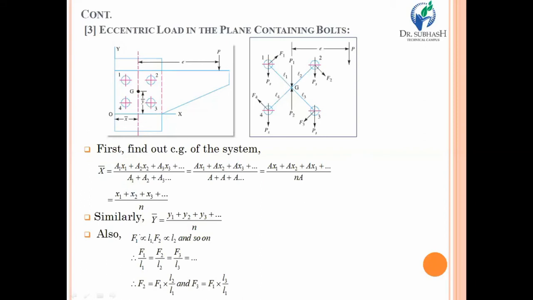Now we know that, as we have also discussed in the previous two theories, the force is directly proportional to the distance at which your bolt is located. So we can write it like that. F1 is proportional to L1, F2 is proportional to L2, and so on. So from this relation, you can derive the equation F1 upon L1 is equal to F2 upon L2, and that is equal to F3 upon L3 up to the number of bolts that you are using. So from that relation, we can easily derive one new relation: F2 is equal to F1 into L2 upon L1, and F3 is equal to F1 into L3 upon L1.